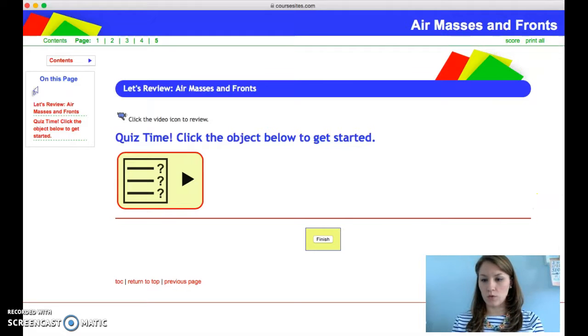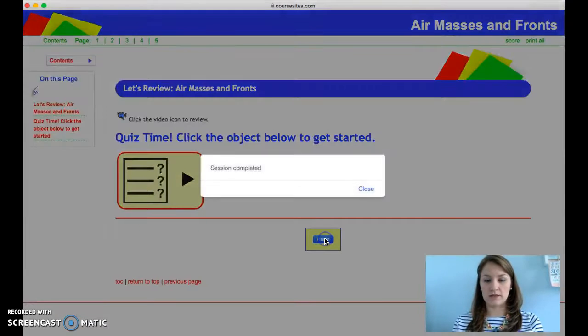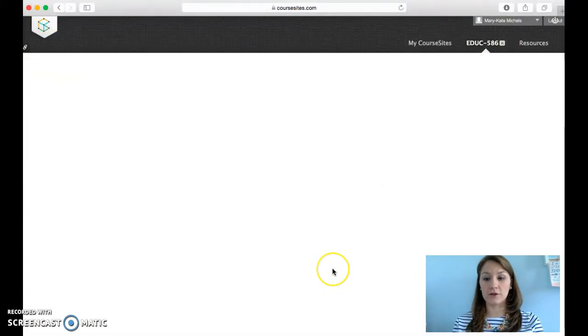They can click score throughout this lesson. They can see it in the corner. Once they are finished, they'll click that finish button, their session is complete, and they can close their lesson.